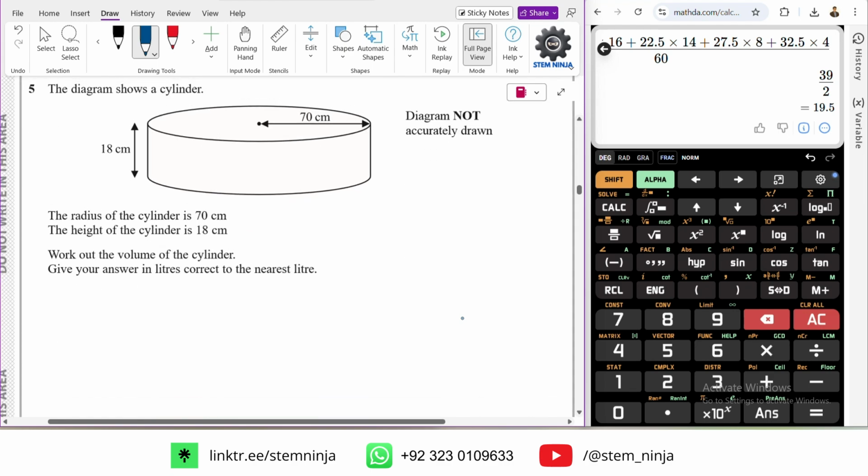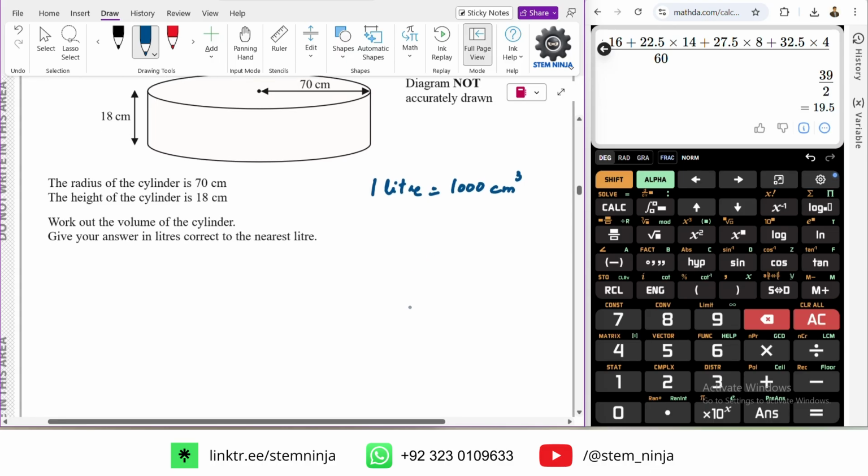Question number 5. The diagram shows a cylinder. The radius of the cylinder is 70 centimeters. The height of the cylinder is 18 centimeters. Work out the volume of the cylinder and give your answer in liters, correct to the nearest liter. So remember, 1 liter is 1000 centimeter cubed. First off we need to find the volume of the cylinder, which is pi r squared h.